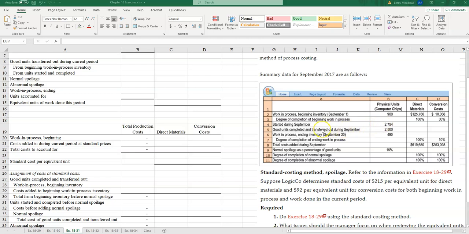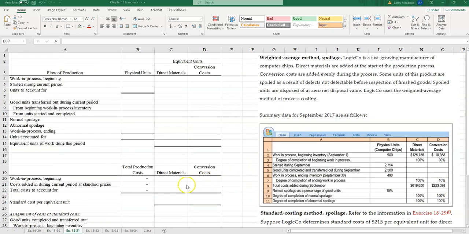Now the units started during September, 2,754. Good units completed and transferred out during September, 2,500. And our ending work in process inventory is 490. Out of those 490 units, they are 100% complete with regards to direct materials and 10% complete with respect to conversion costs. Total costs added during September, $619,650 for direct materials, and conversion costs equal $253,098. Normal spoilage is a percentage of good units, 15%. Degree of completion for normal and abnormal spoilage, 100% for direct materials and 100% for conversion costs.